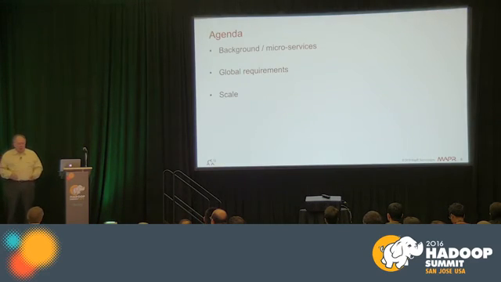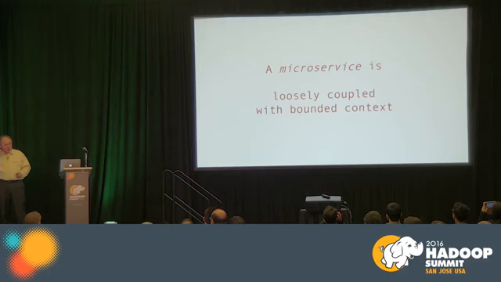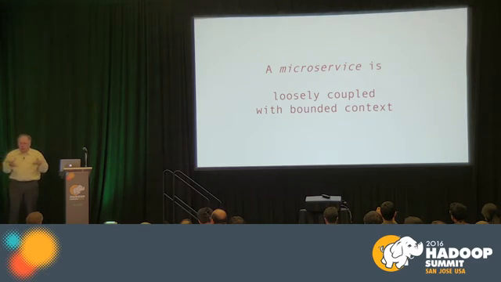So I'm going to give some background. We're going to talk about global requirements, and then I'm going to talk about how we build technology that scales. So the first is a terminological thing. A microservice is a service which is loosely coupled to other services, meaning if you mess one up, it doesn't mess all the others up. And it has bounded context of change.